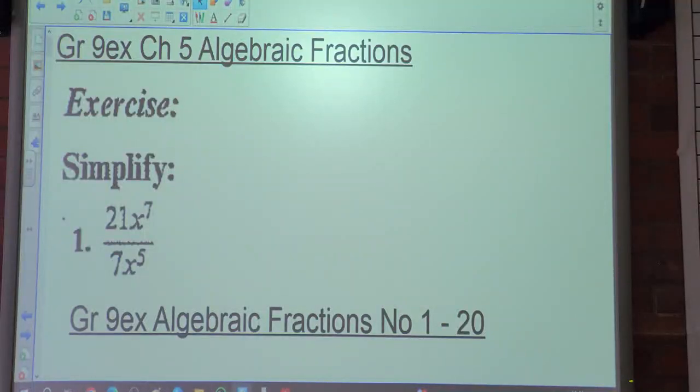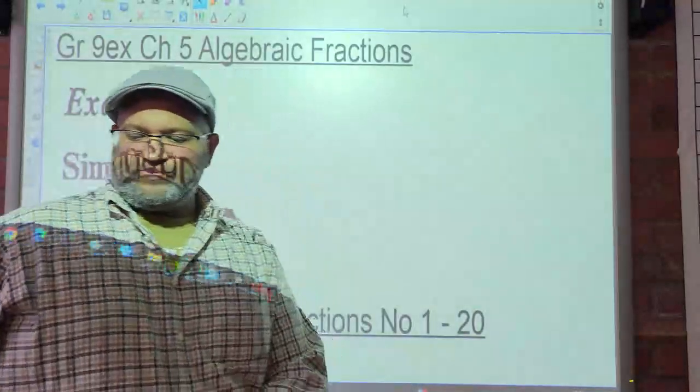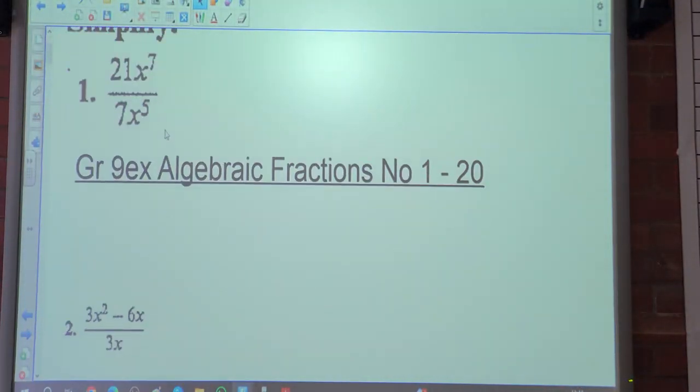Okay, good morning class. So today we look at algebraic fractions, the last part of the work that will be covered in your upcoming cycle test. Okay. So algebraic fractions. The question says simplify.